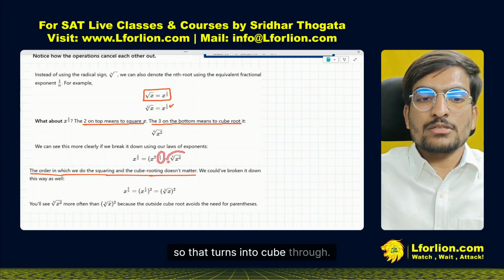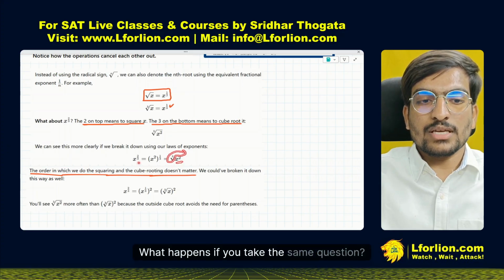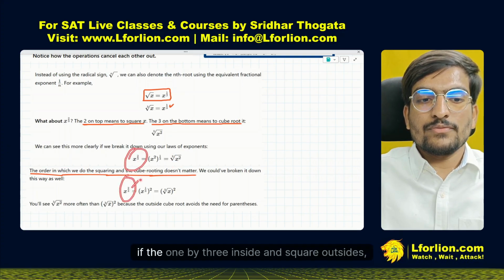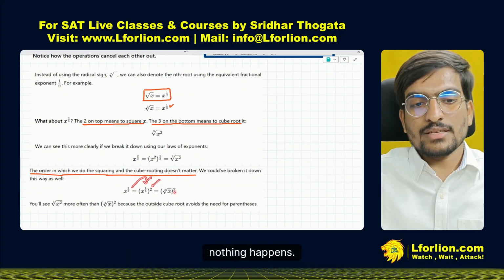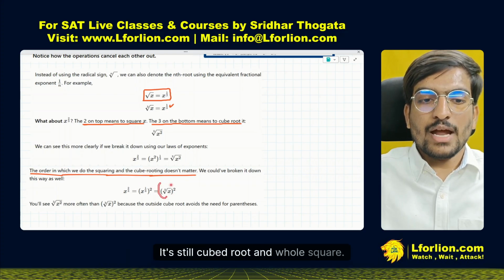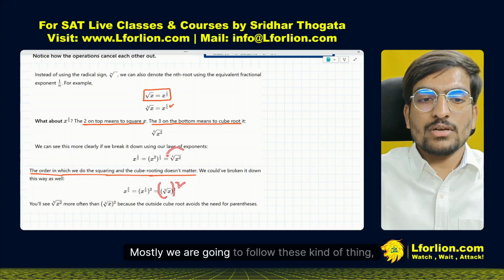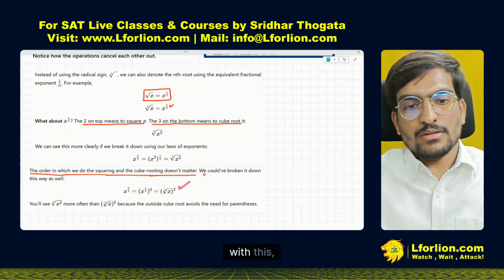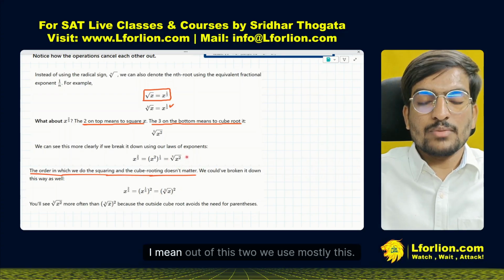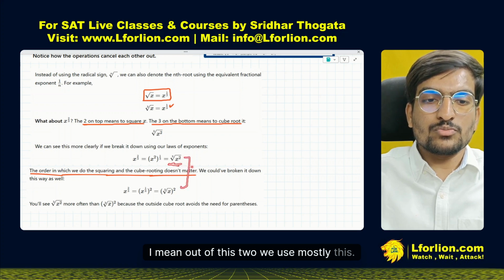So that turns into cube root. So cube root of x squared. What happens if you take the same question with 1 by 3 inside and square outside? Nothing happens. It's still cube root and whole square. Out of these two, we mostly use this one.